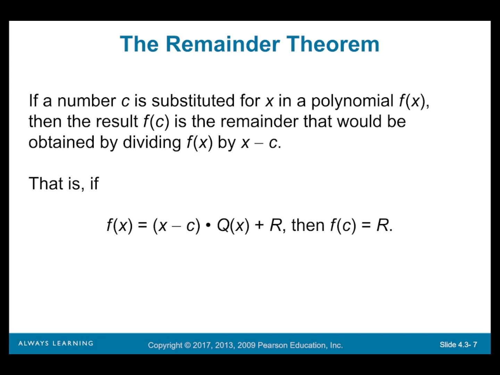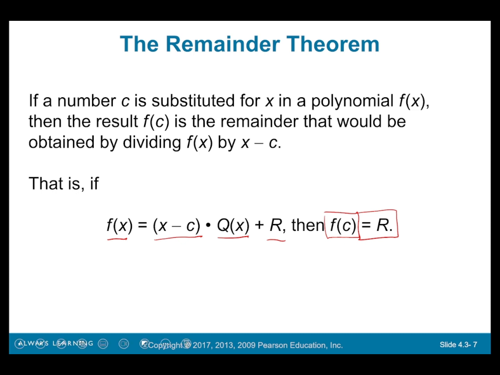Now, for the remainder theorem. The remainder theorem says if a number c is substituted for x in a polynomial f of x, then the result, which we usually call f of c, is the remainder that would be obtained by dividing f of x by x minus c. So essentially, if we can write f of x as x minus c times something plus something left over, then we know evaluating the function at f of c gives us r.